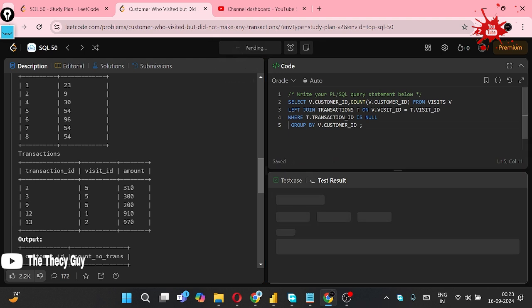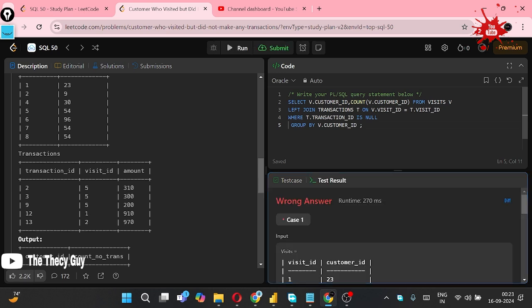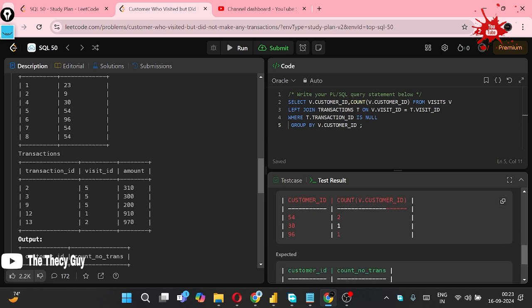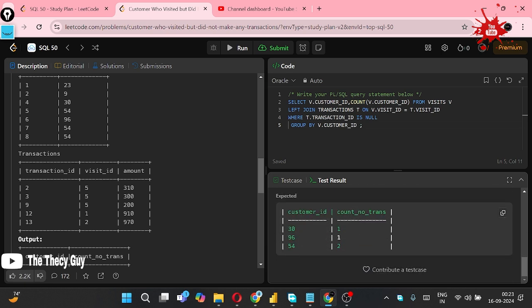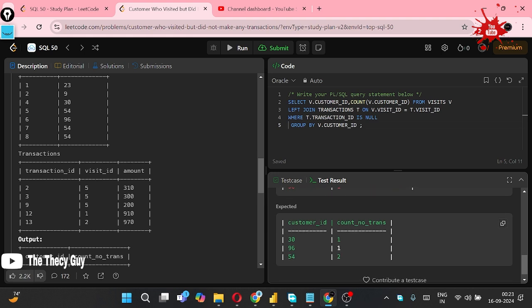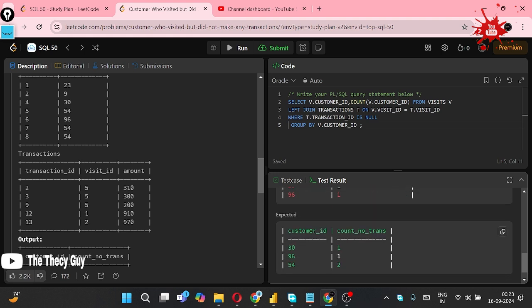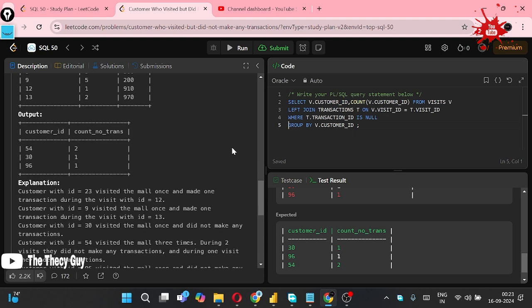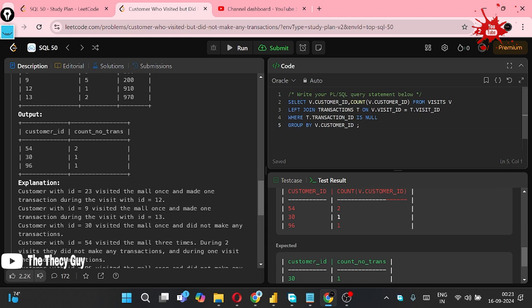Let's see. Okay, wrong answer. Let's see. Hmm. Okay, expected is this: 54 is coming once, 30 is coming once, 96 is coming once. Let's see where we went wrong here. Where transaction ID is null. Okay. V dot visit ID, T dot visit ID. It is right here. Group by v dot customer ID. Yes, we need customer here. Till here I am correct.